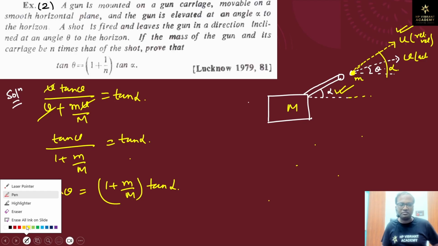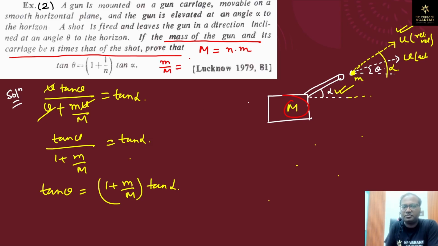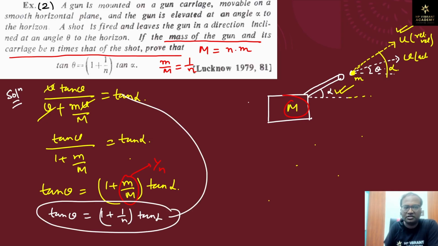Okay, what is given in the question? The mass of the gun and its carriage is n times that of the shot. So the mass of gun and its carriage is capital M, so capital M is equal to n times small m. So we have small m upon capital M as 1 upon n. So tan theta is equal to 1 plus 1 upon n into tan alpha. This is the same as this expression.